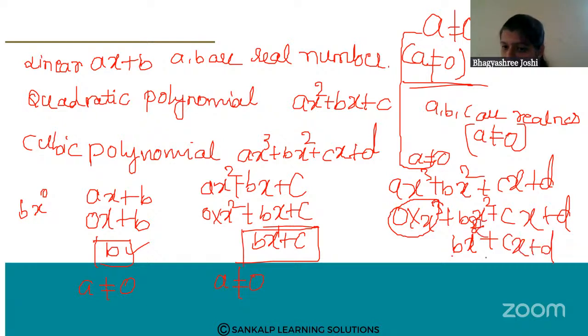So, it is bx square. For a cubic polynomial, we need x cube, right? So, here it is left with only bx square plus cx plus d. Means it is a quadratic polynomial. But what we want? We want a cubic polynomial. For that, the condition is necessary that a is not equal to 0. Understood? Any doubt is there?